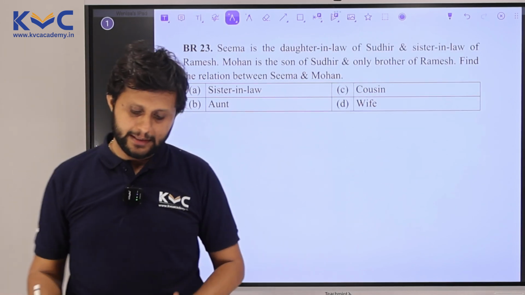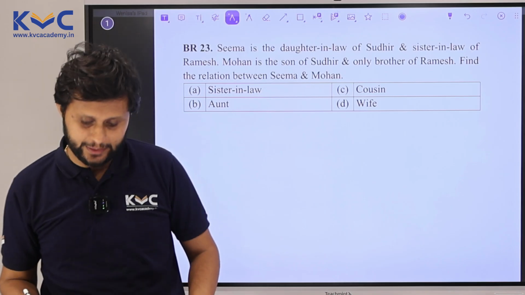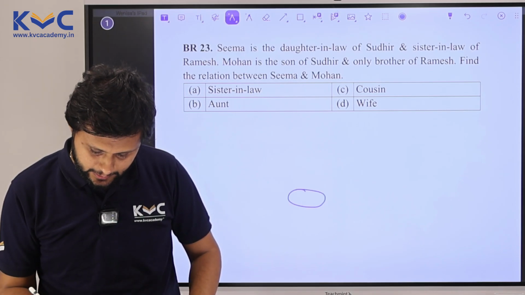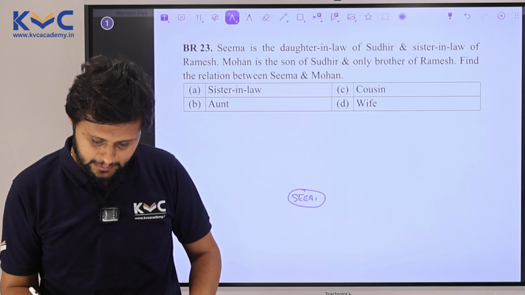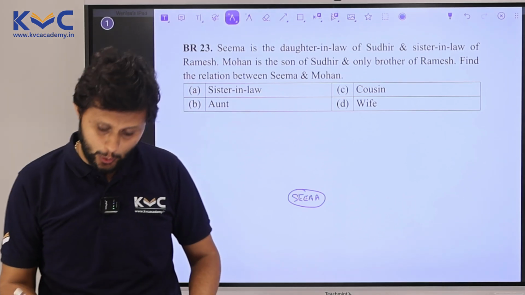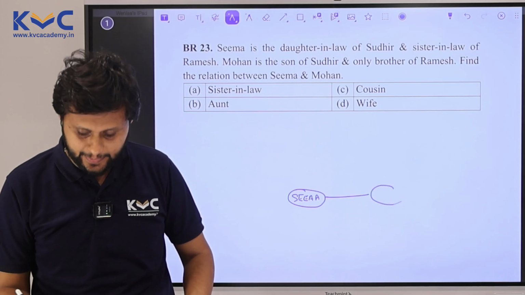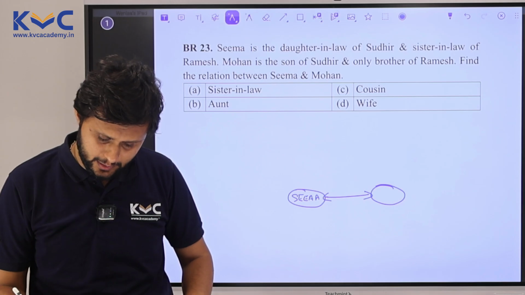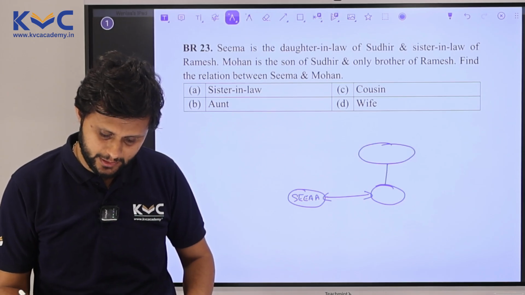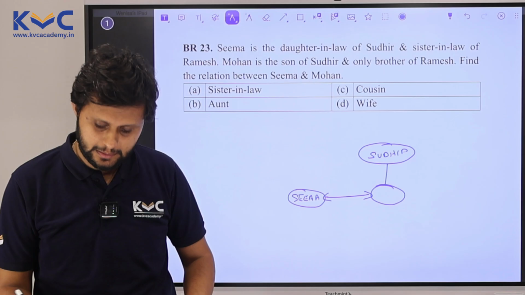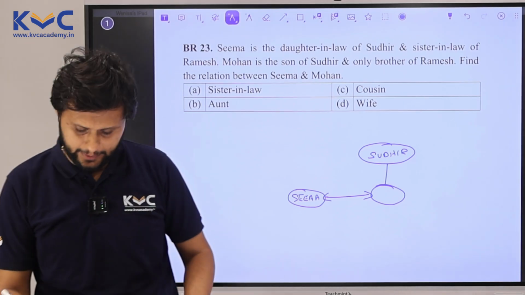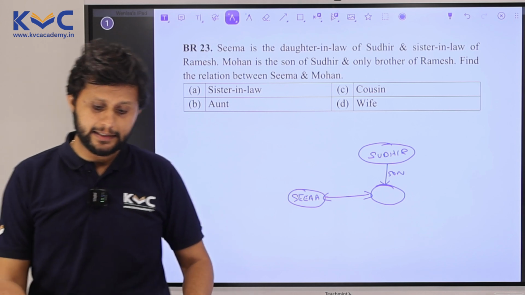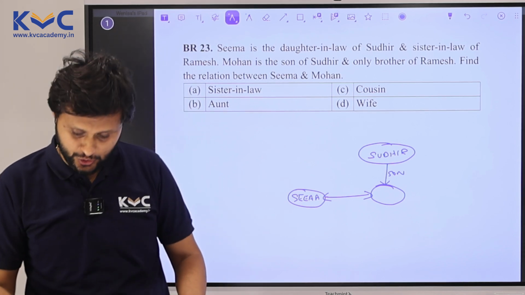Back to blue. Seema is daughter-in-law of Sudhir. So Seema is there here. She is daughter-in-law. Seema's husband is there. These are married. And Sudhir is over here. Sudhir is husband's father. Correct? Okay. This is son. And sister-in-law of Ramesh.